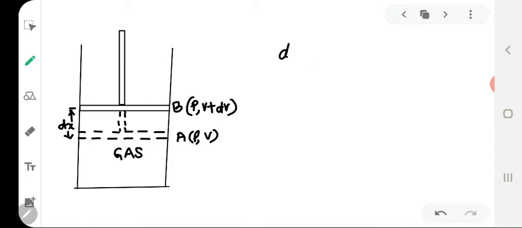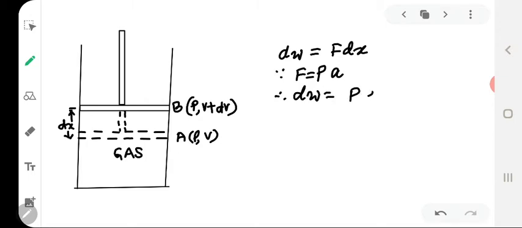Then small amount of work done dW will be equal to F dx, that is force on the piston multiplied by displacement. Now if A be the area of the piston, then force on the piston will be equal to pressure into area. Therefore, small work done dW will be equal to PA dx. Now A dx is the small change in volume, that is dV, so dW is equal to P dV.